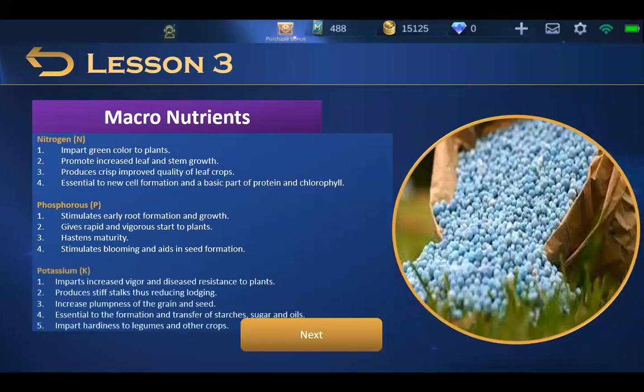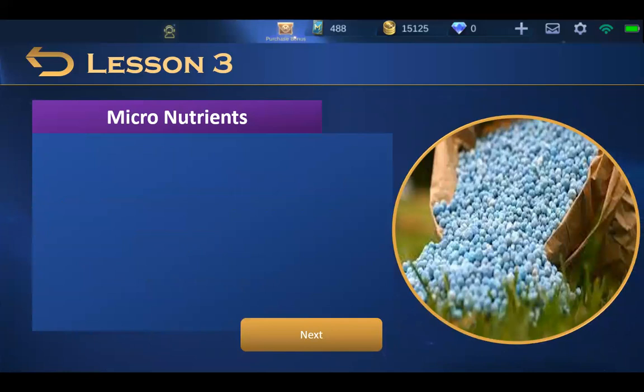For the potassium, it imparts increased vigor and disease resistance to plants, produces stiff stalks, thus reducing lodging, increases plumpness of the grain and seed, is essential to the formation and transfer of starches, sugar, and oils, and imparts hardiness to legumes and other crops. Now let's proceed to micronutrients.